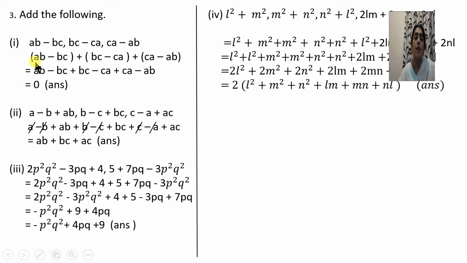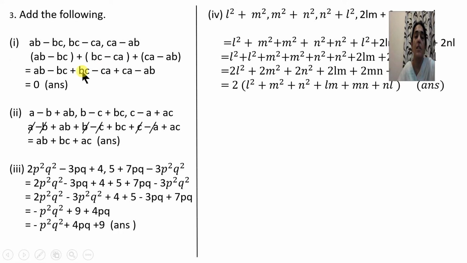So here plus AB and minus AB gets cancelled. Minus BC and plus BC gets cancelled. Minus CA plus CA gets cancelled. Gets cancelled means their addition is 0. Minus CA plus CA, 0.